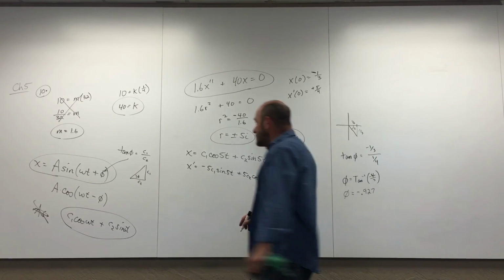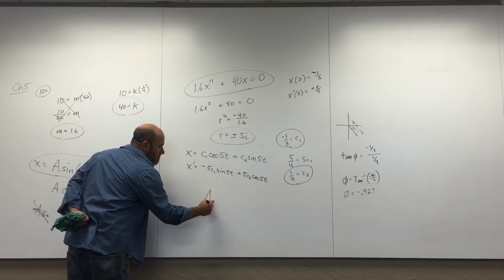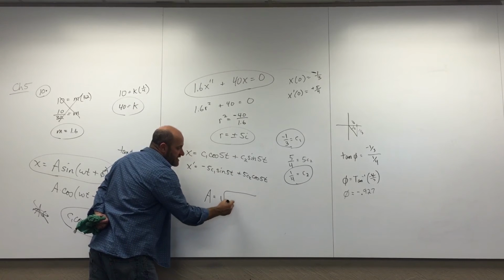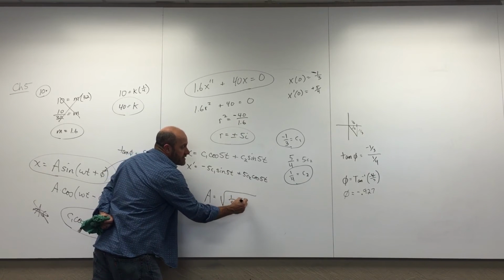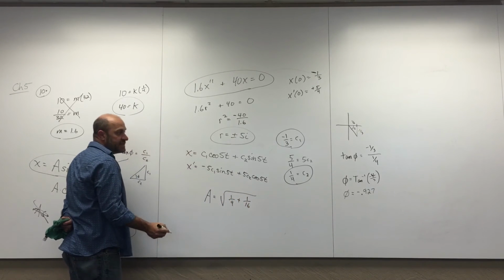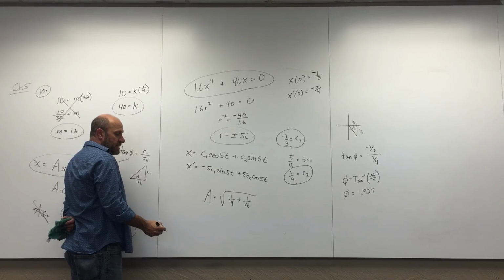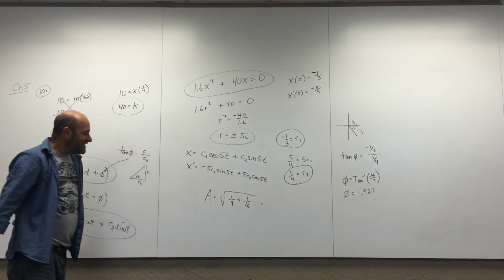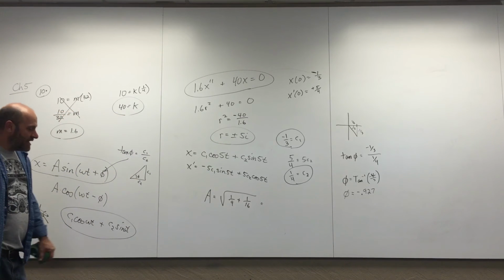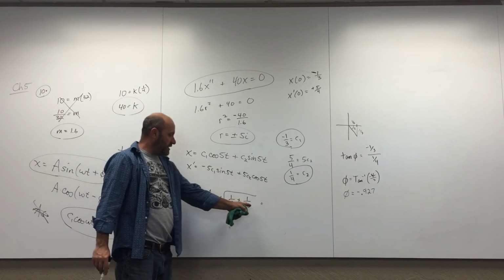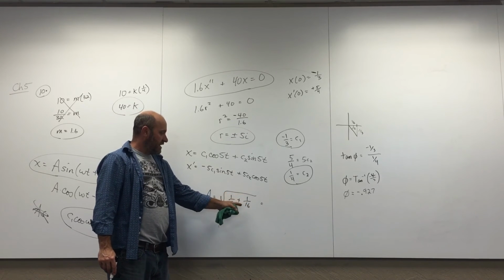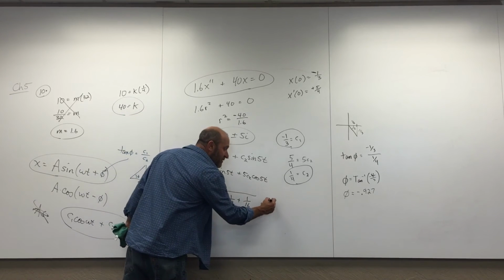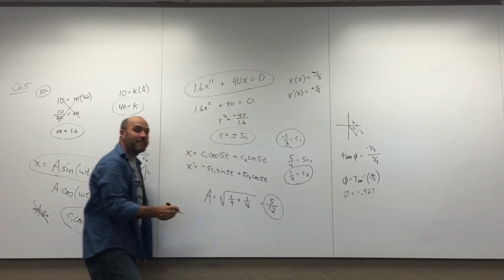My amplitude is good old square root of the C1 squared, that's 1/9, and the C2 squared, 1/16. Get a common denominator. I mean, sometimes I like to work with this purely here. I think that's 25 144ths. 5/12. 5/12. I'll be damned.